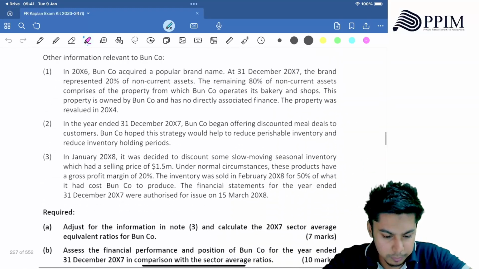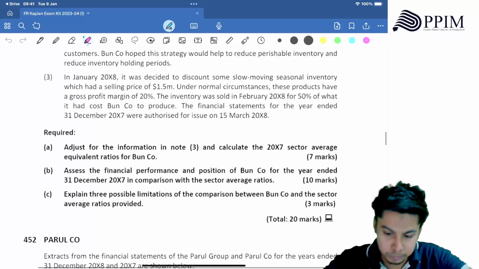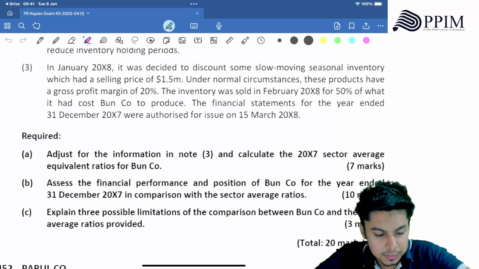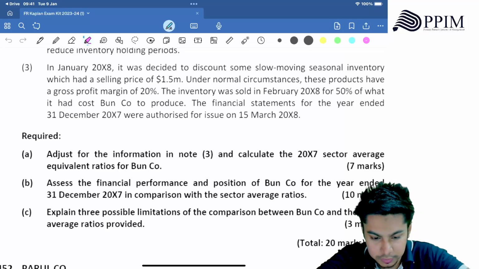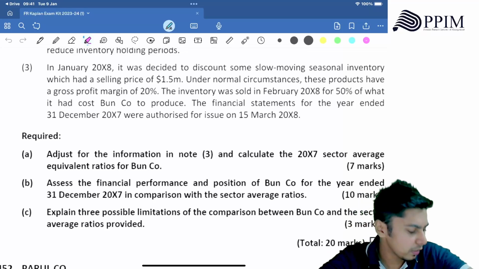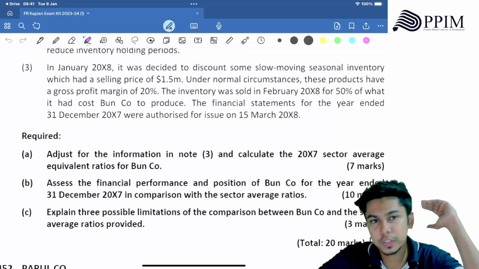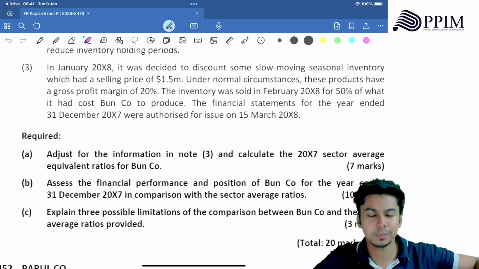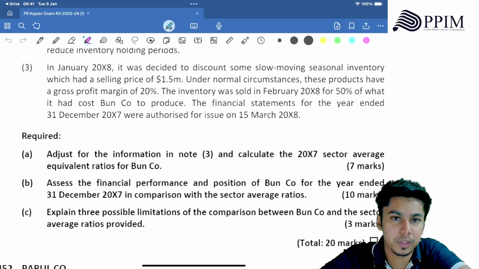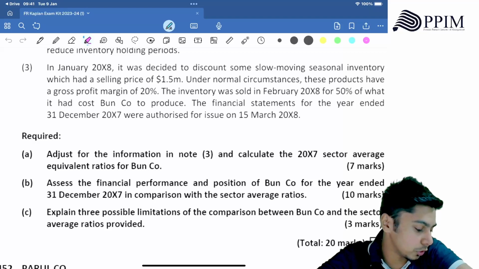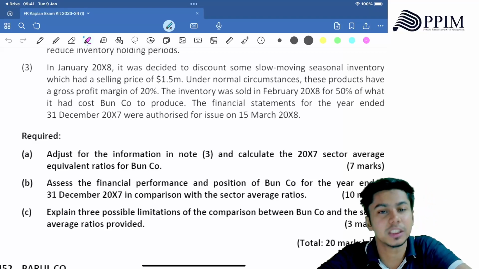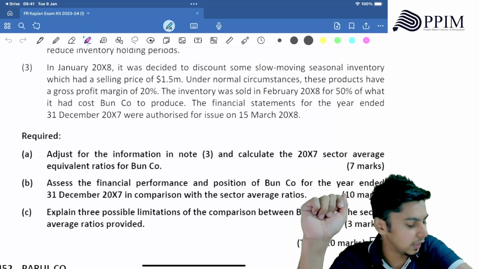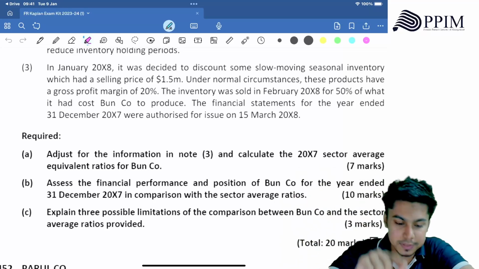First, let's look at the requirements. Let's see what they're asking over here. Required A part: adjust for information in note number 3. Now, when you do ratio past papers, always go to the requirement. Some past papers say directly calculate ratios. When they directly ask you to calculate ratios, you don't need to do any changes. Whatever figures they give, you can take and start calculating.